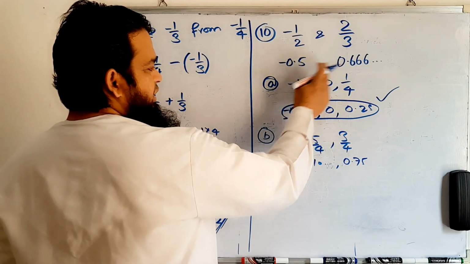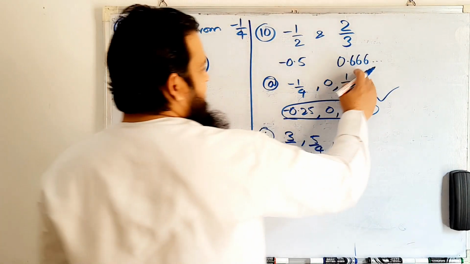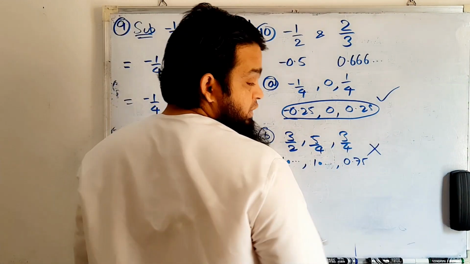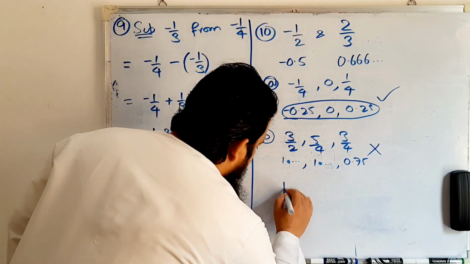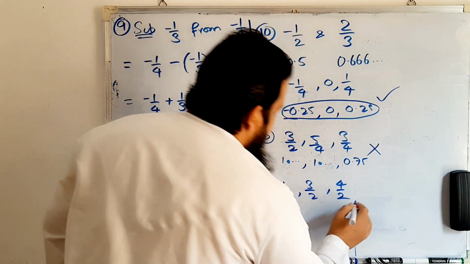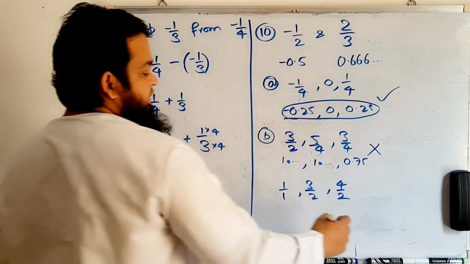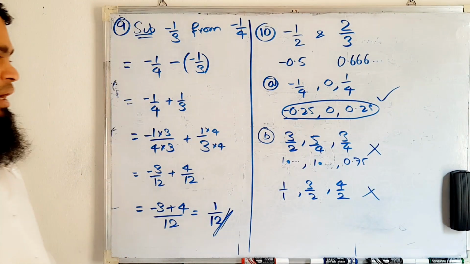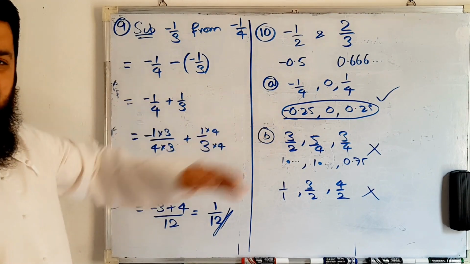One point is not in between these two, because 1 point means it will come to the right side. So it is in the same, so therefore this is not an option. And the last one given is 1/1, 3/2 and 4/2. See, 1/1 is 1, so it is not an option because 1 is outside of this. So the only numbers which can be in between is this one.